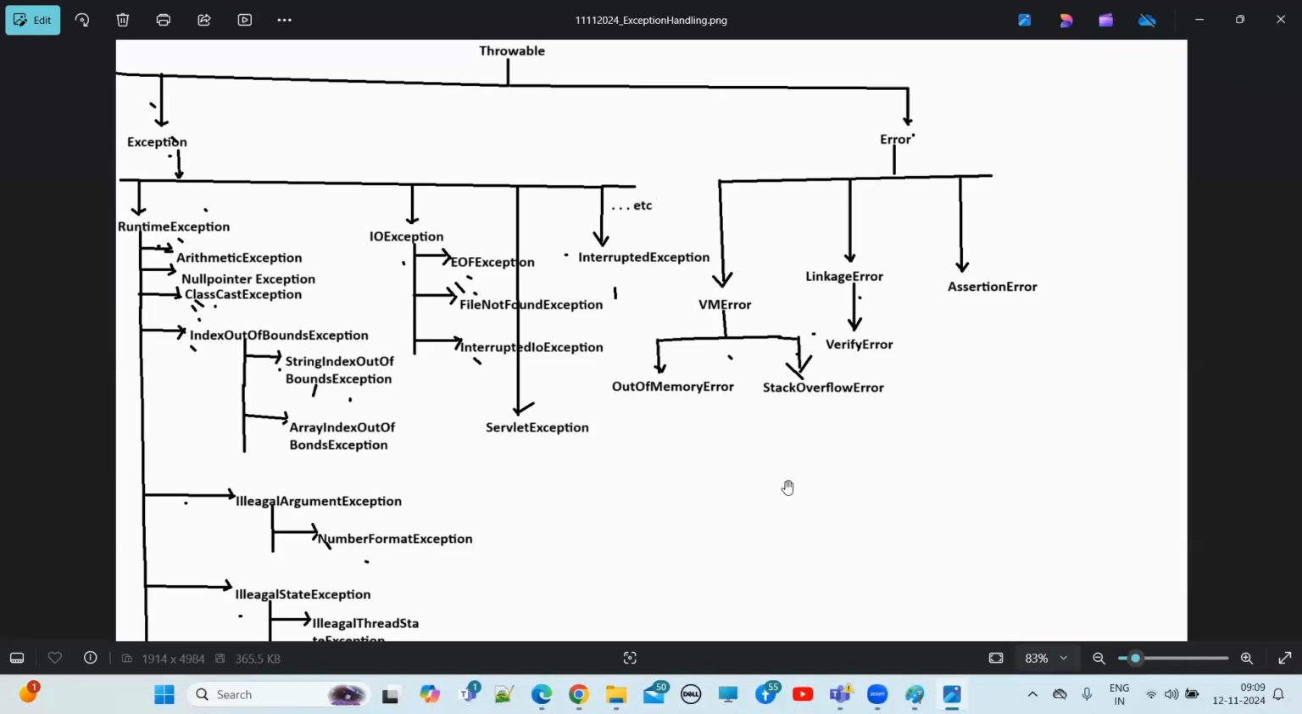Even we have taken a few real-world customized exceptions also, and these are predefined exceptions. In the predefined exception hierarchy, RuntimeException and its child classes come under unchecked exceptions, and even Error and its child classes come under unchecked exceptions. The remaining exceptions come under checked exceptions. Clear, everyone?